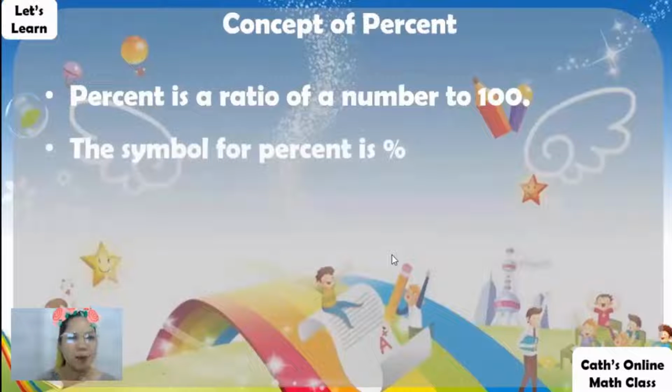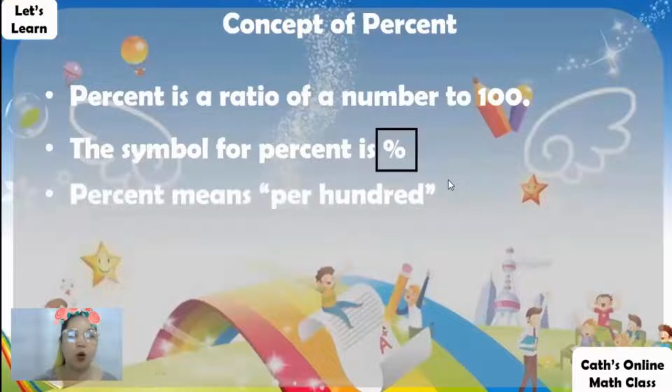Next, what is the symbol for percent? Now look at this one. The symbol for percent is this. It has two zeros, one at the top and the other at the bottom, and there is a fraction bar that divides them. Okay, so that is a percent.